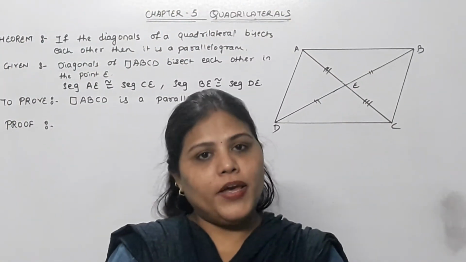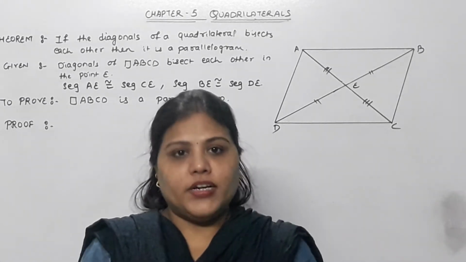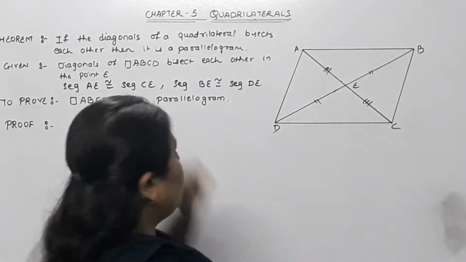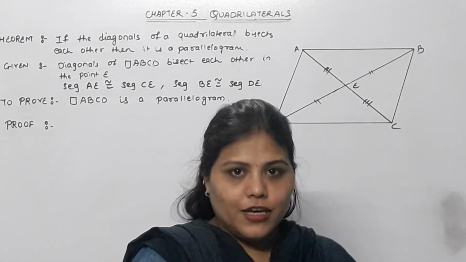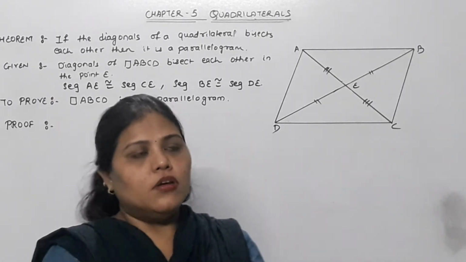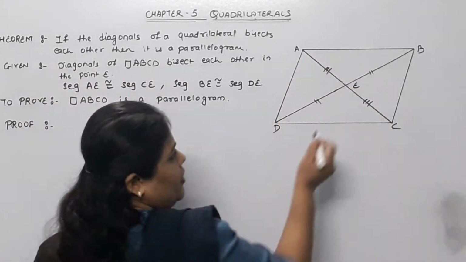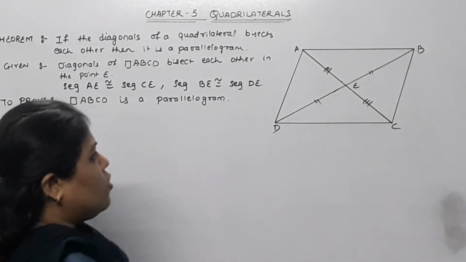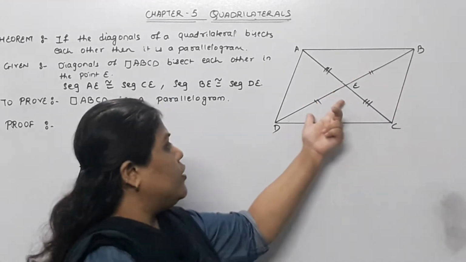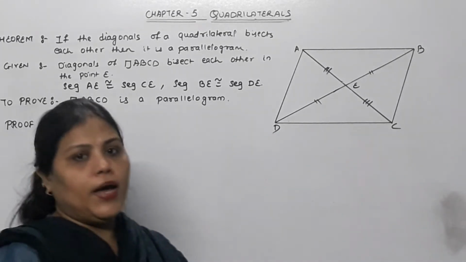Now see children, on page number 64 of your textbook, one theorem is provided to you in the form of an activity that we will see in the interactive session. So we will directly come to our next theorem, that is, if the diagonals of a quadrilateral bisect each other, then that particular quadrilateral is a parallelogram. We have to prove that. So let's see how to prove that. Here, the diagonals of quadrilateral ABCD bisect each other at point E. Right? So we are given that AE is congruent to CE and seg BE is congruent to DE. Right? Now here we have to prove that quadrilateral ABCD is a parallelogram.